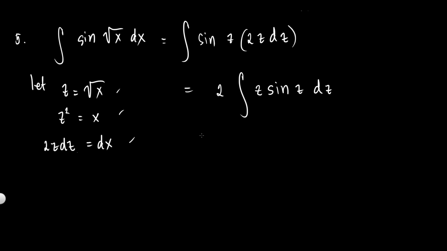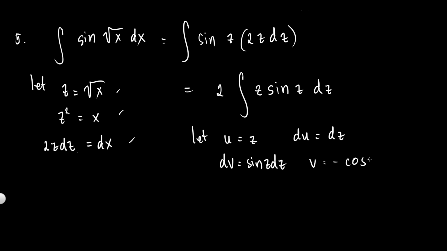So, we let u equal z. So, du is dz. And dv is sin z dz. Integrating this, we have v equals negative cosine z. Yes, negative. So, in integration by parts, the integral of u dv equals uv minus the integral of v du. Remember this, okay?